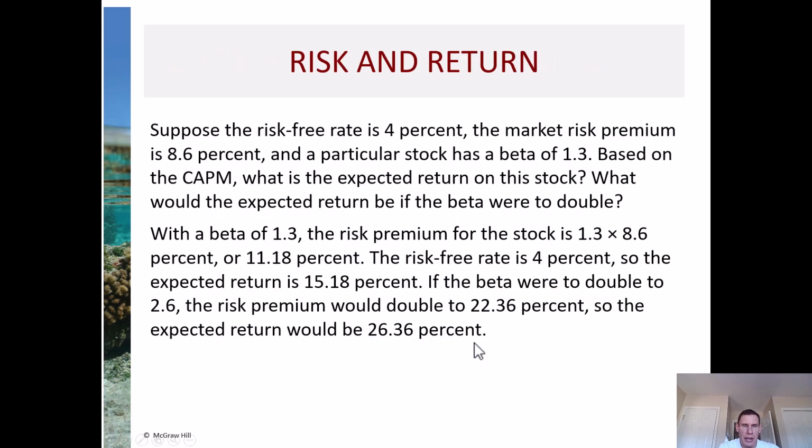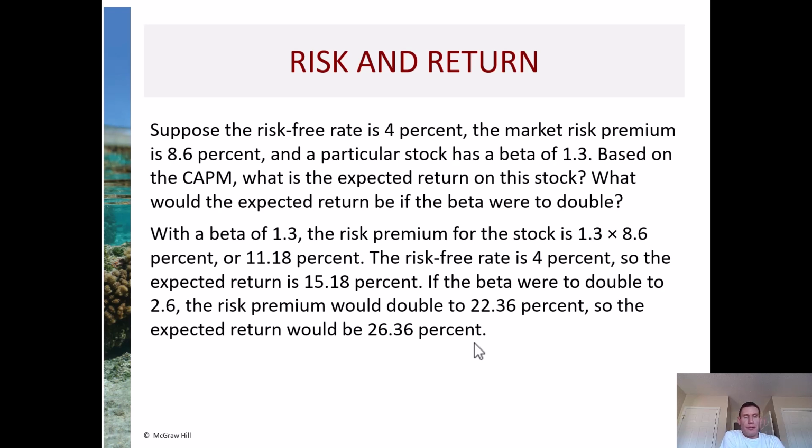All right, risk and return. Hopefully a term you've heard of before. Certainly will if you start investing money. The premise here is very simple. The more risk you take on, the more return you should expect, or you should hope to expect. So let's suppose the risk-free rate is 4%, the market risk premium is 8.6%, and a particular stock has a beta of 1.3. Based on the CAPM, capital asset pricing model, don't forget what that stands for, what is the expected return on this stock? What would the expected return be if the beta were to double?